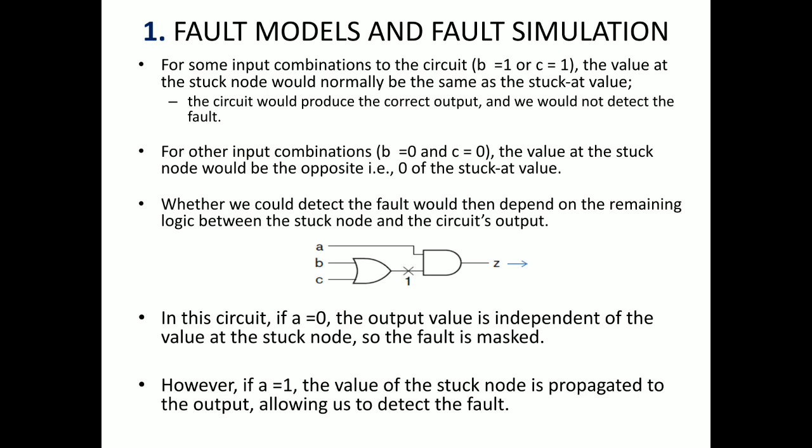And in another case, when B equals 1 or C equals 1, meaning any one of the inputs is 1, the output will be 1. This is the natural behavior of the OR gate. But for the 0 0 combination, it was supposed to give 0, but it is giving 1. This is the fault, this is the wrong output. This will be identified as a fault model.